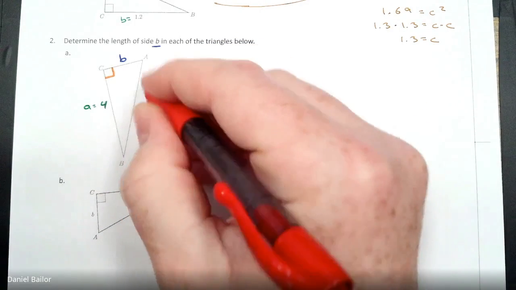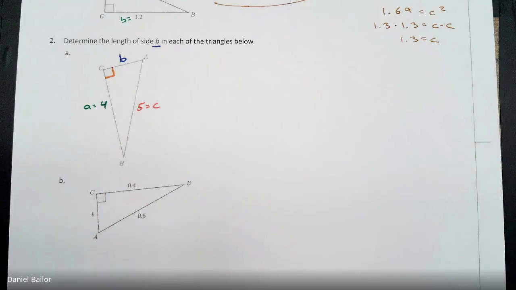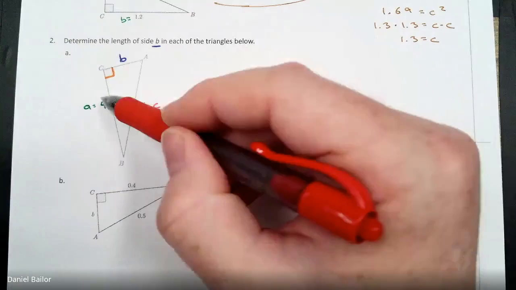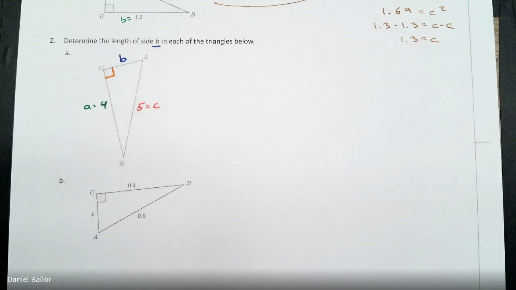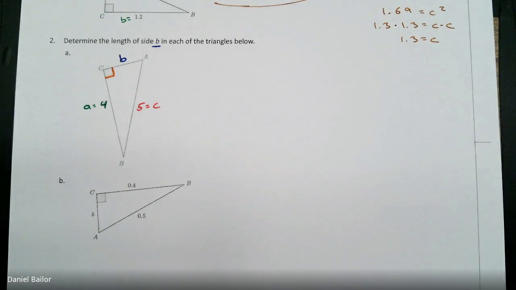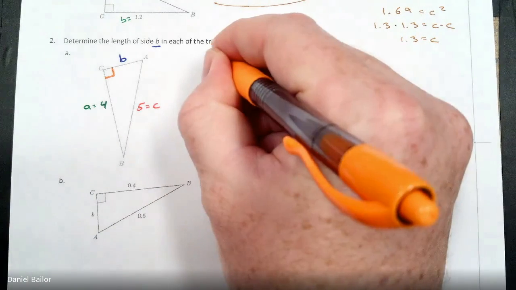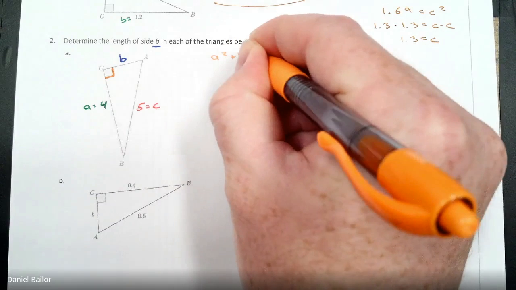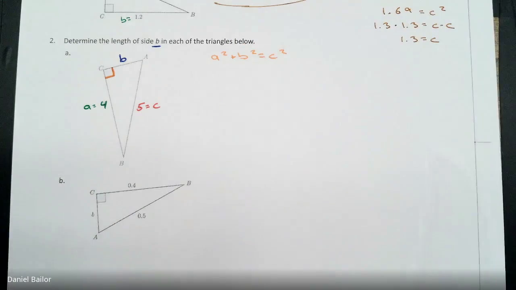And this is the hypotenuse C. So now we know A, we know B, we know C, and we know it is a right angle. Now we can use the Pythagorean theorem to help solve this. So let's do a squared plus b squared equals c squared. And we're going to substitute it.